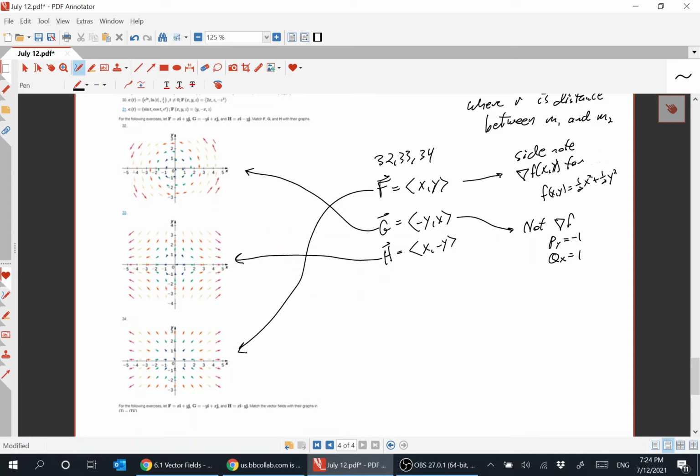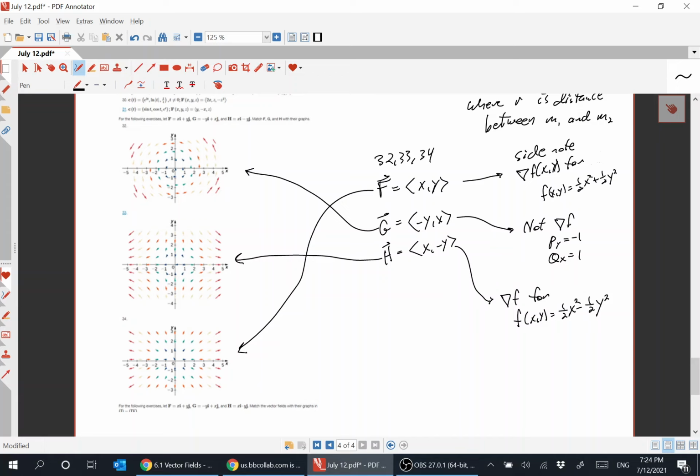And then this one is, again, a gradient field. Those partial derivatives are 0 again. So this one is the gradient f for fxy equal to, well, similar to this, it's just 1/2 x squared minus 1/2 y squared.